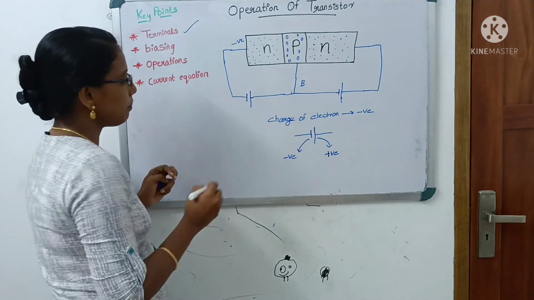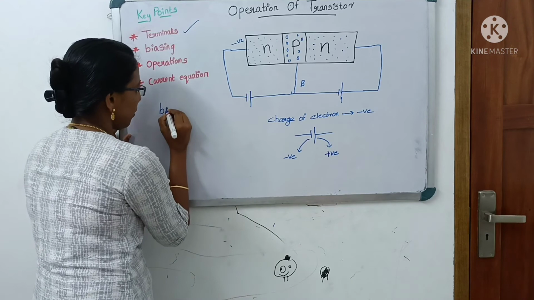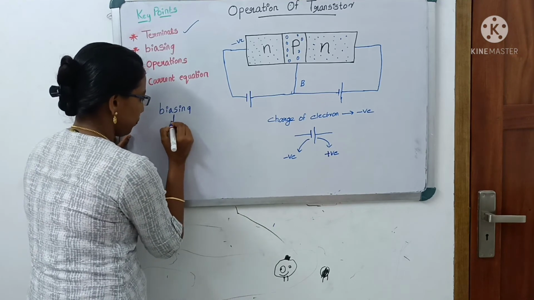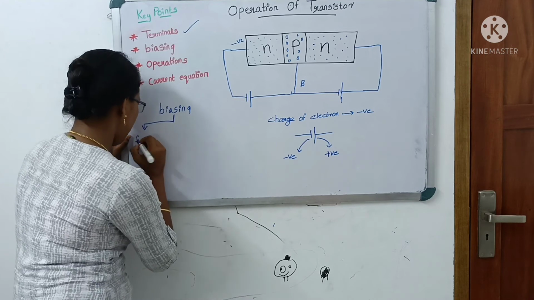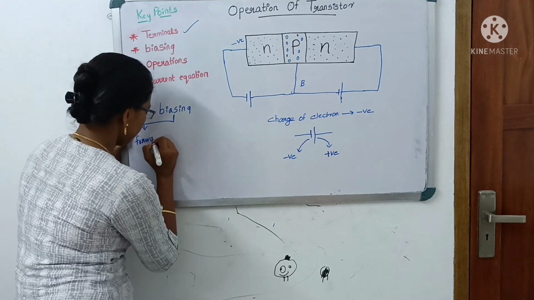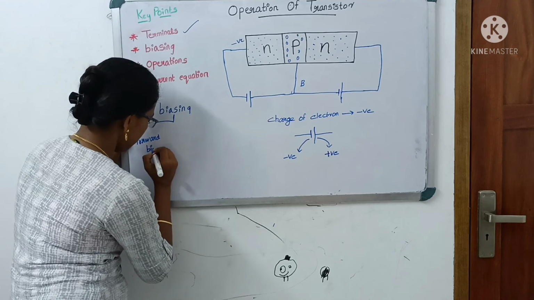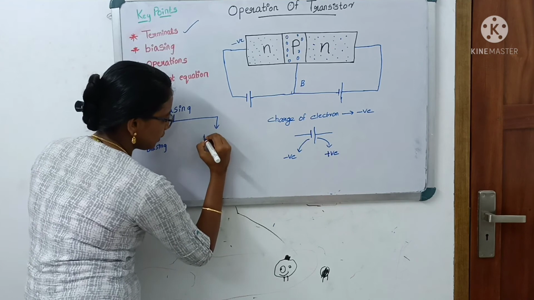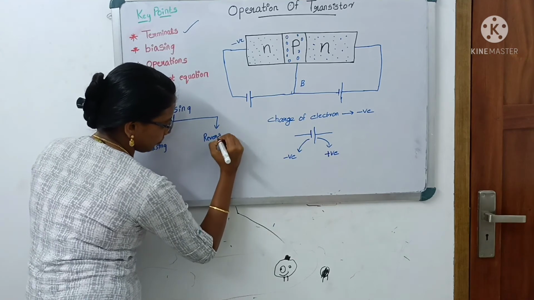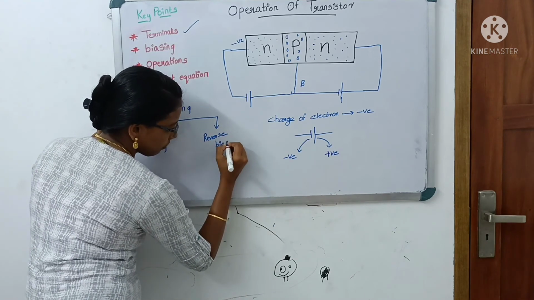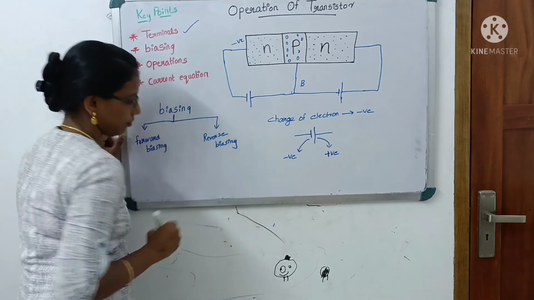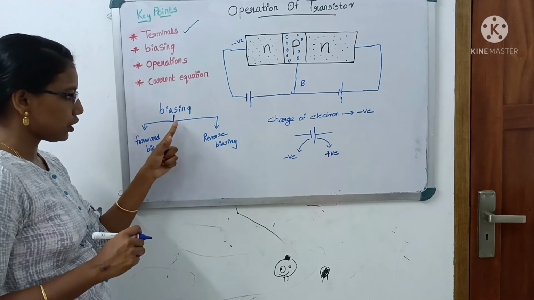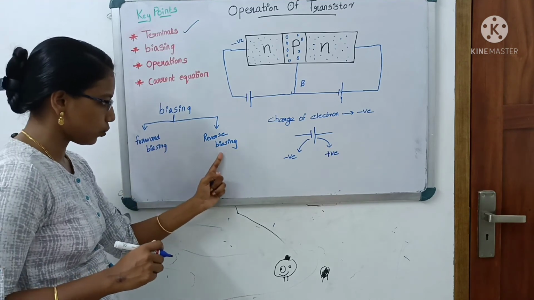So in biasing, I will write here, biasing is actually of two types. The first one is forward biasing, and the next one is reverse biasing. What do you mean by that? Then we are coming to the point: the biasing is of two types, forward biasing and reverse biasing.